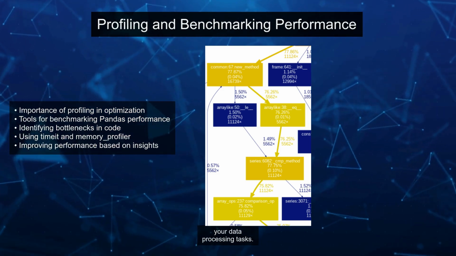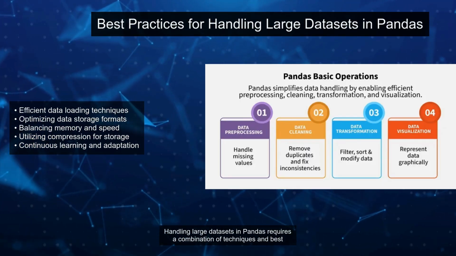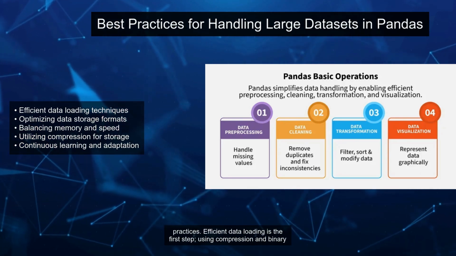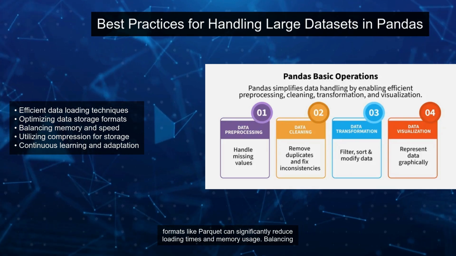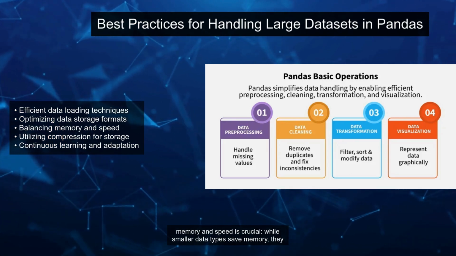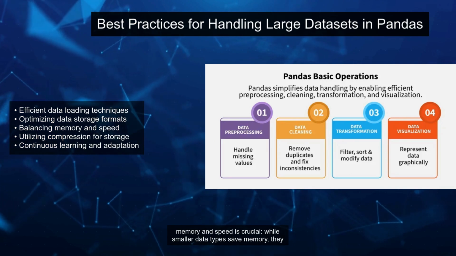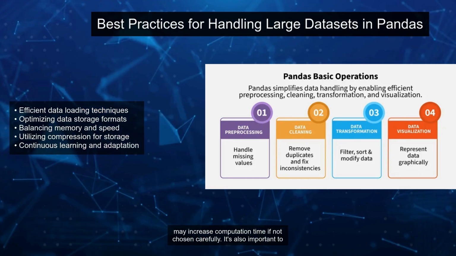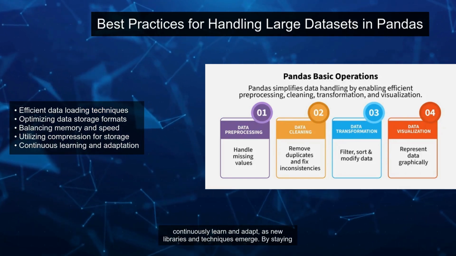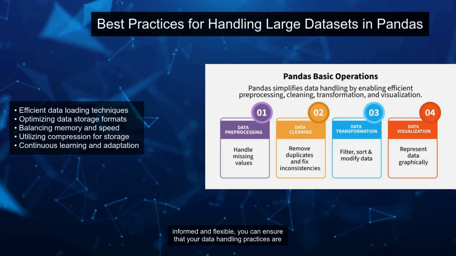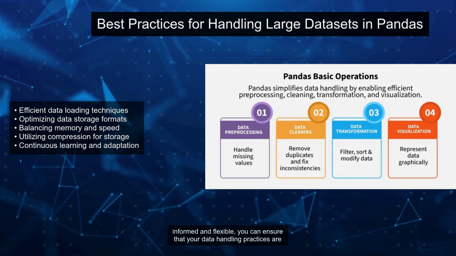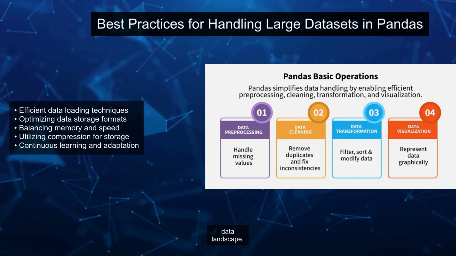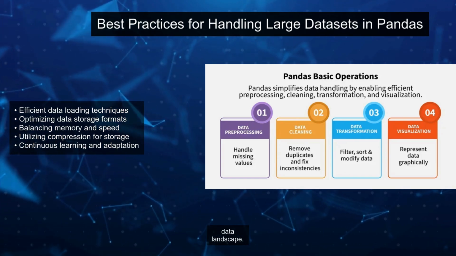Handling large datasets in Pandas requires a combination of techniques and best practices. Efficient data loading is the first step. Using compression and binary formats like Parquet can significantly reduce loading times and memory usage. Balancing memory and speed is crucial. While smaller data types save memory, they may increase computation time if not chosen carefully. It's also important to continuously learn and adapt as new libraries and techniques emerge. By staying informed and flexible, you can ensure that your data handling practices are both robust and scalable, capable of meeting the demands of an ever-evolving data landscape.